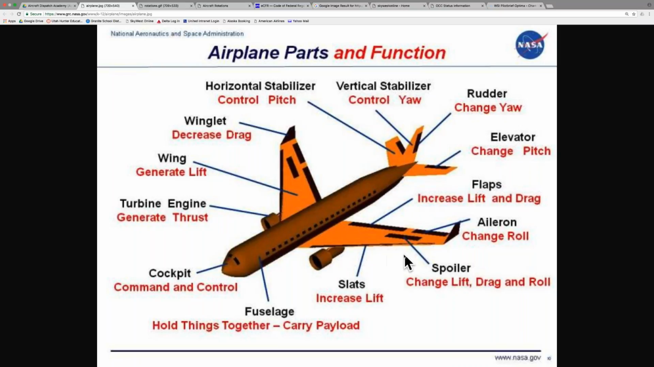The other things you can see on here are the spoilers, the flaps, and the slats. We use these to control the airplane at slower speeds. Pretty much every airplane is going to have flaps, 99.9% of them. What the flaps do is they increase the angle of the wing, and they help the airplane generate more lift, but with that lift, it also generates drag.